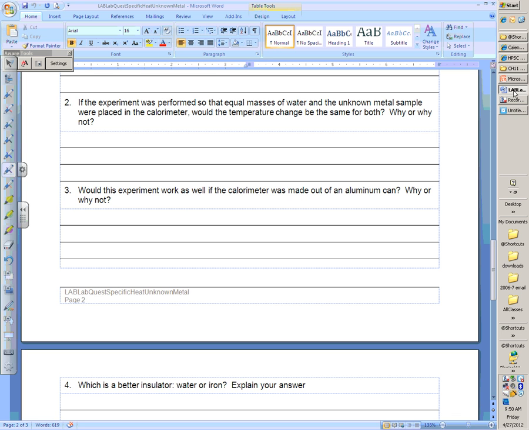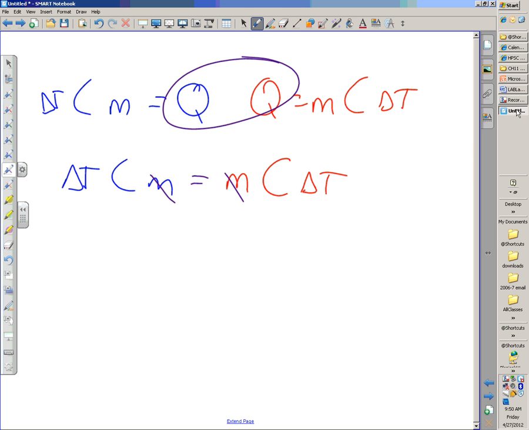So for number 3, it says, would this experiment work well if the calorimeter was made out of an aluminum can? Why or why not? Okay. The answer is no. The big assumption that we make in doing these calculations is that these Q values are exactly the same for the metal and for the water. The amount of energy the water picks up is the same as the amount of energy that the metal loses. Yes? Okay. That works great inside of this styrofoam cup.